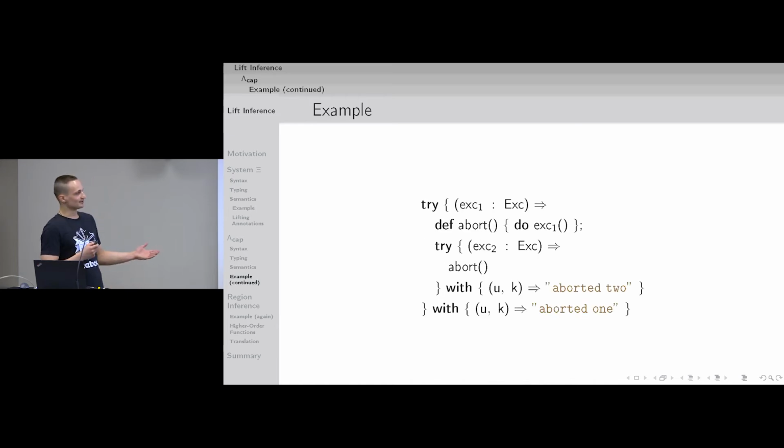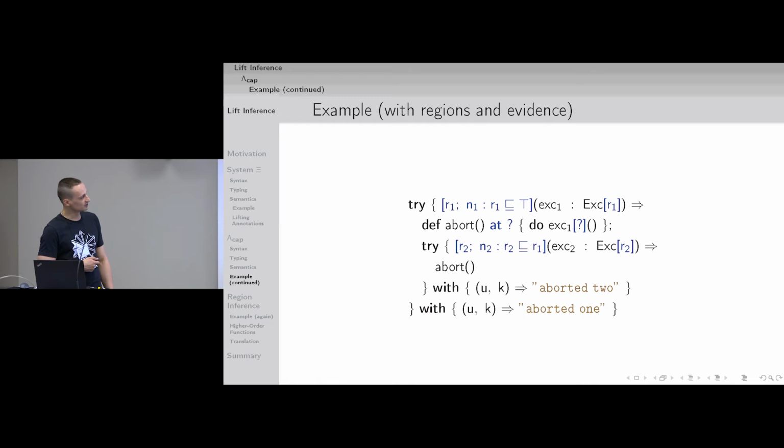Okay, so again, the example. Now, what does this look like in big lambda cap? Well, we know that we have to adapt handlers here, so they now have fresh regions and evidence. And we know that we have to pass some evidence to this capability here. So the question is, which evidence is actually correct? Since we are at the same problem as before, but now we have the possibility to abstract over evidence, and that's what we do here.